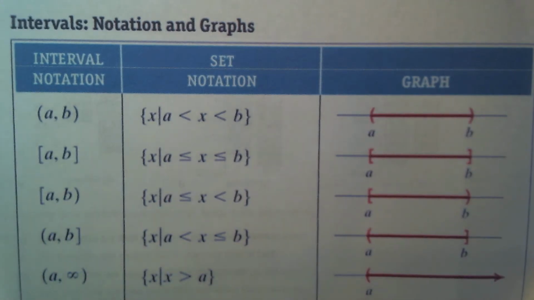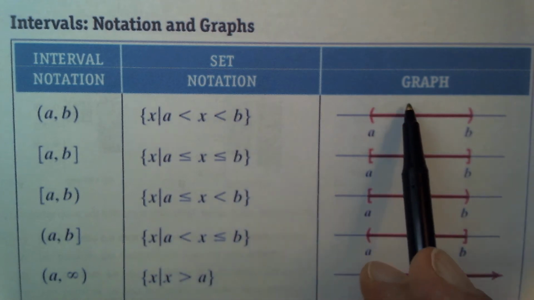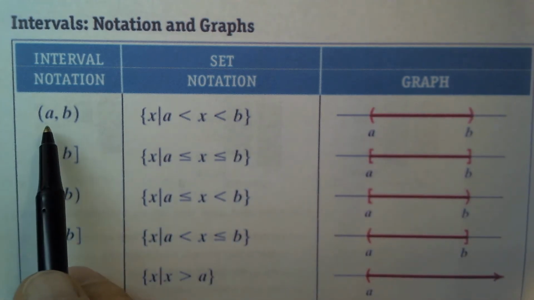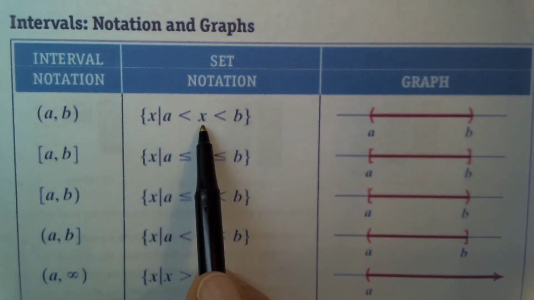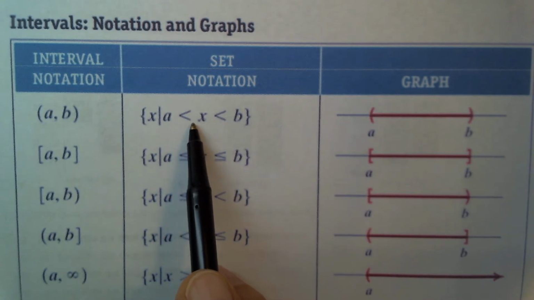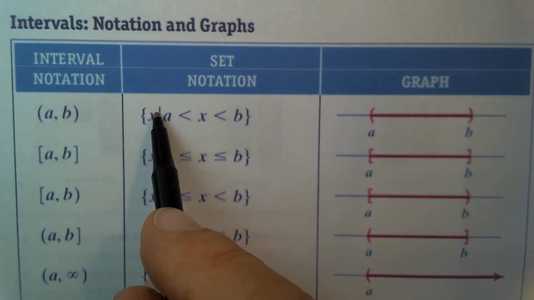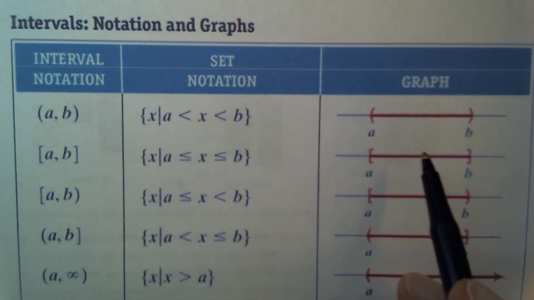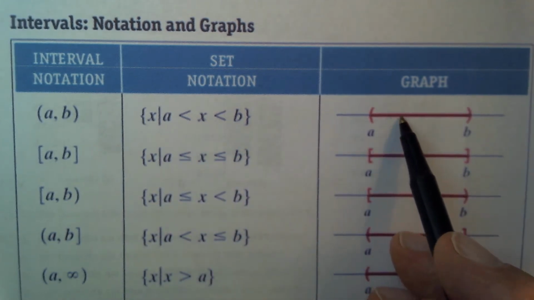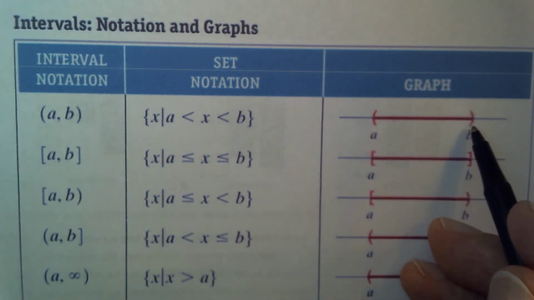Next, we're going to look at intervals and how they can be represented. So here we're looking at interval notation, set notation, and a graph. So a comma b with parentheses means the set of all x such that a is less than x and x is less than b. This vertical line reads as "such that." And for the graph, we have a line here that indicates the interval. And notice that there are parentheses that limit the interval.